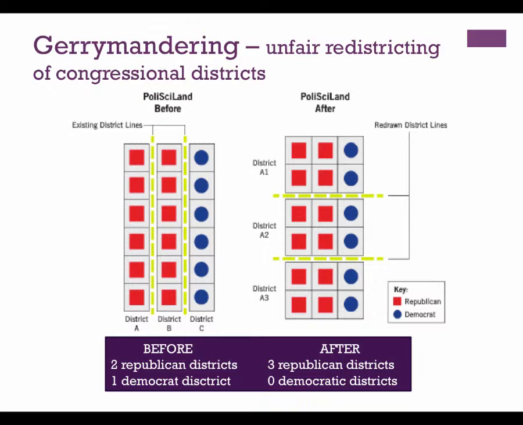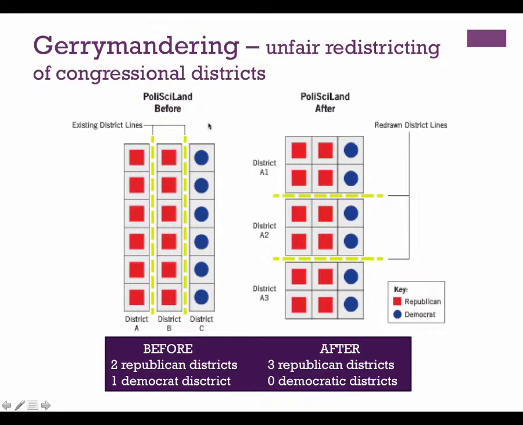So if a state gains or loses representatives after the census is taken, then the state redesigns the boundaries of its congressional districts. This is exactly what the yellow lines are. We're changing the grouping of voters. However, this can be done in a way that's beneficial to one party or the other, and that's what's called gerrymandering. So in a gerrymander, the party in control of the state legislature draws the lines to help themselves. It's definitionally the drawing of political boundaries to give your party a numeric advantage over the opposing party.